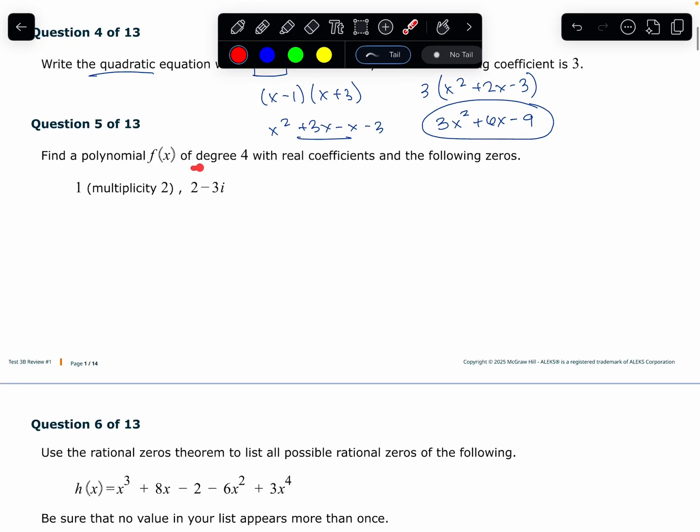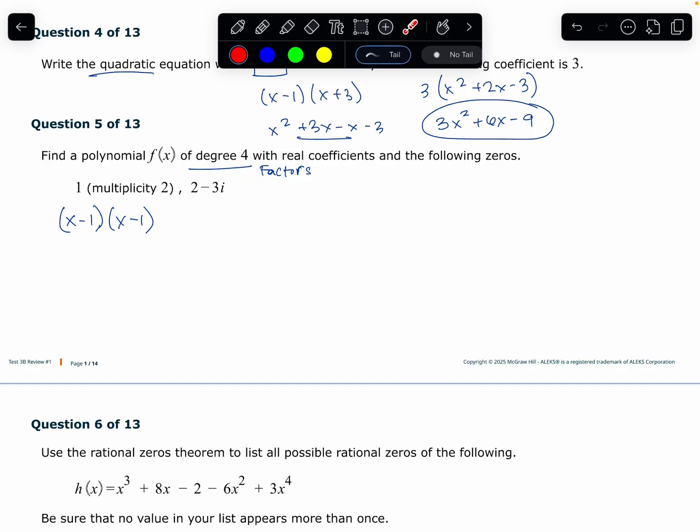So if it's a degree 4, we need 4 factors. And some of these factors are complex. So we have a complex factor here. And here we have 2 factors because 1 is a factor with a multiplicity of 2. So if the root is 1, then x minus 1 is the factor. But if it's a multiplicity of 2, that means it happens twice. So x minus 1 and x minus 1. So I have 2 factors. I'm looking for 2 more.